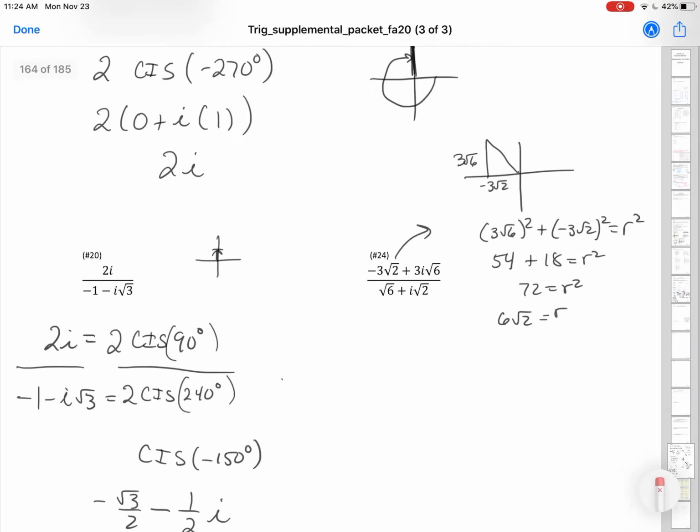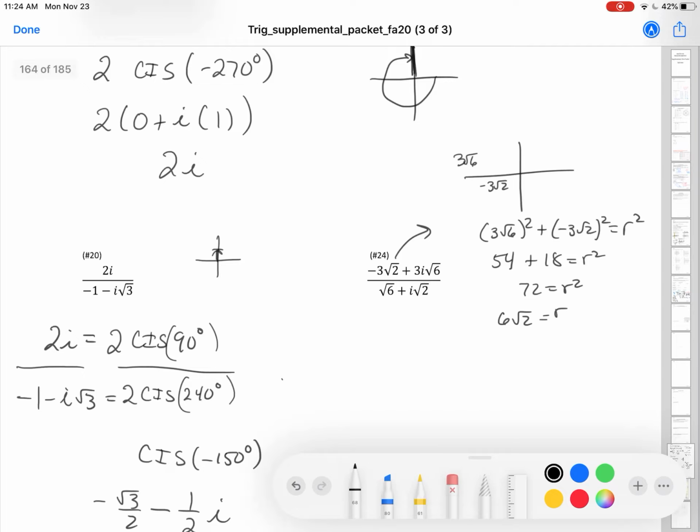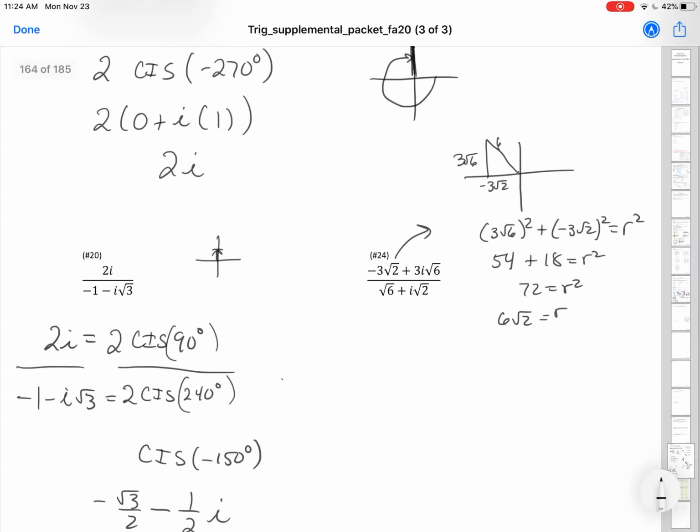I doubted myself. So hopefully you're good with where the 54 and the 18 are coming from. Just your core math from back in pre-algebra, how to square roots. 3 squared is 9. Root 6 squared is 6. 9 times 6 is 54. Negative 3 squared is 9. Root 2 squared is 2. 9 times 2 is 18. So this is 6 root... Whoops, I'm still in the eraser mode, sorry. Let me go put that back. And this is 6 root 2. Awesome.